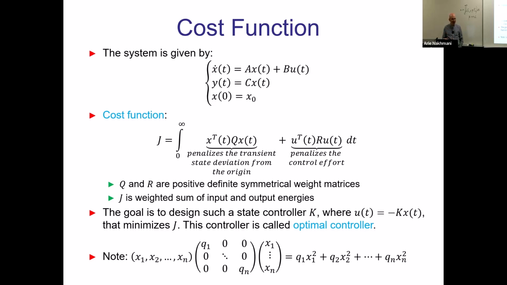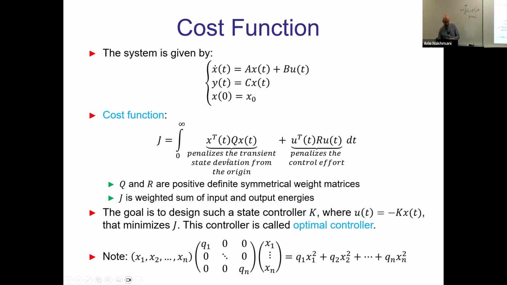This is the standard term for X transpose QX: the quadratic form of matrix Q. All right? So a quadratic form, by definition, is positive for positive definite matrices. This is how positive definite matrices are defined in the first place: that X transpose some matrix X, for all X's, will be positive. This is how positive definite matrices are defined, right?